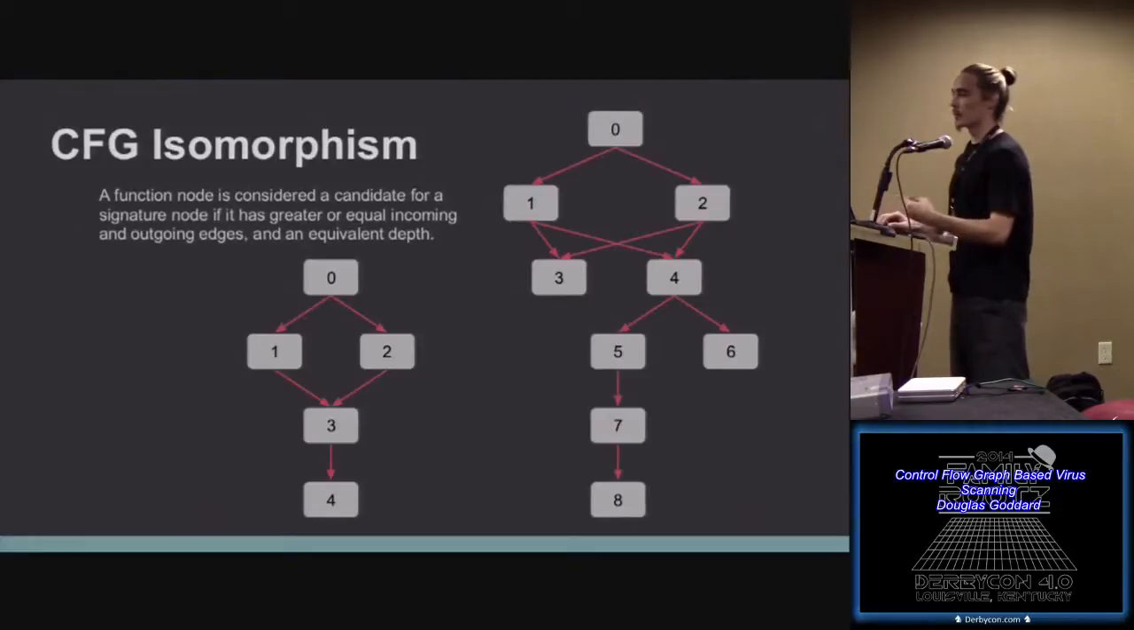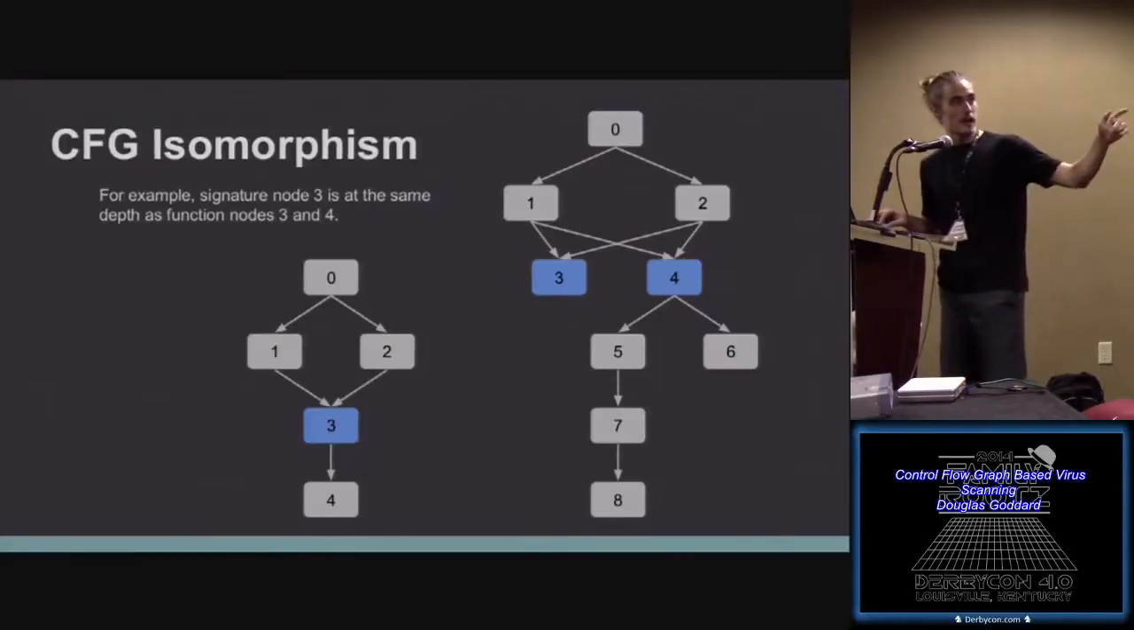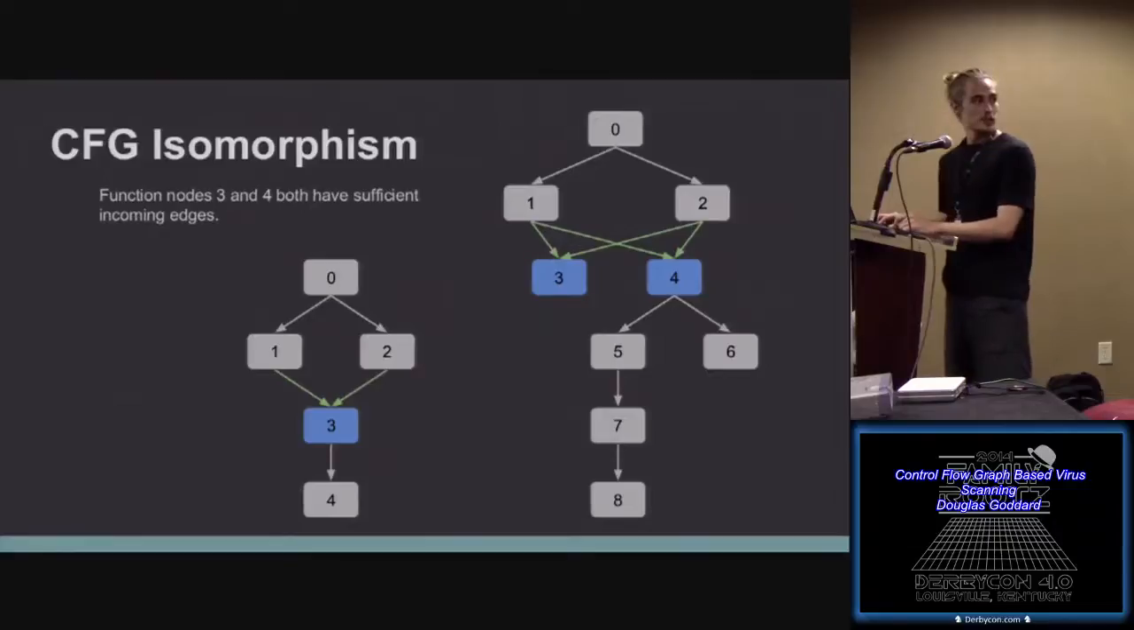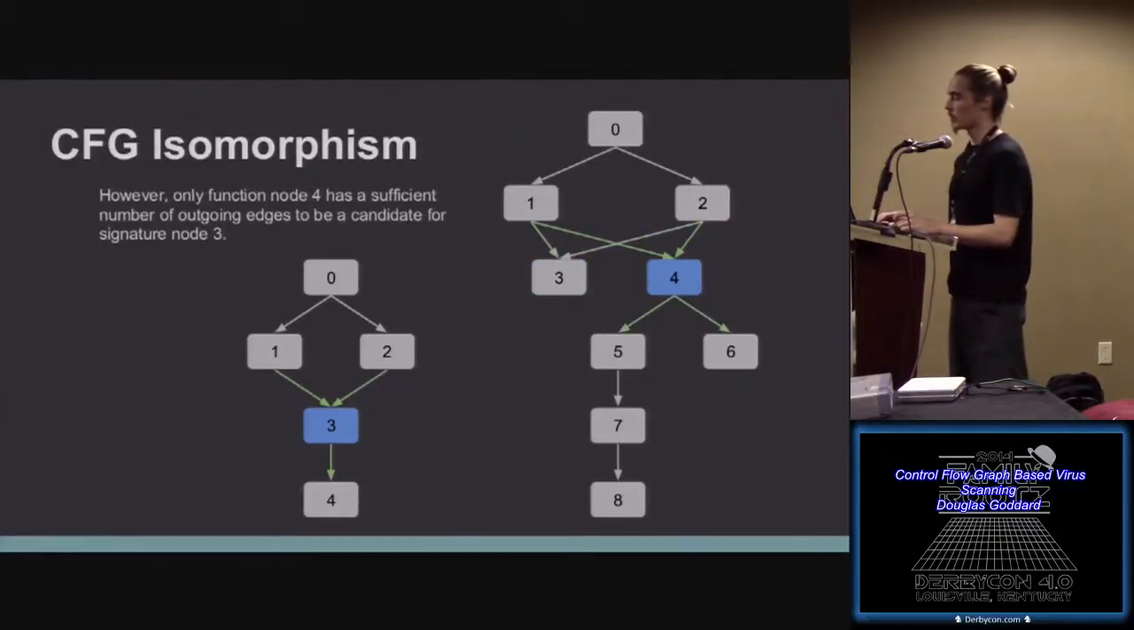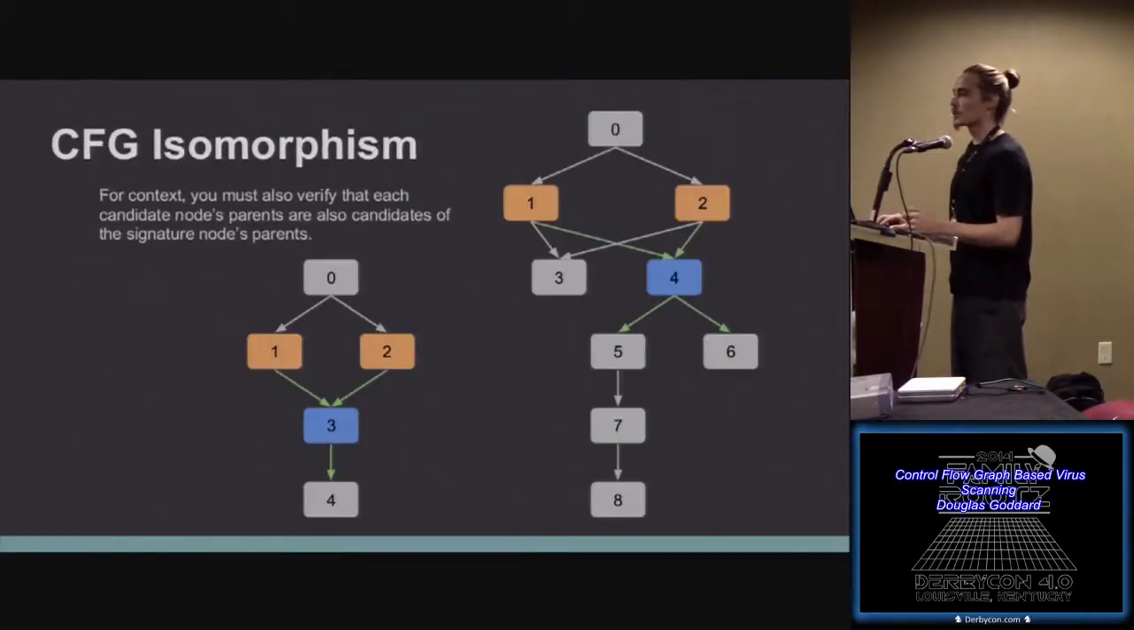A node is considered a candidate for the signature node if it has a sufficient number of incoming and outgoing edges. So if we take these ones, for example, signature node 3 and function nodes 3 and 4, they both have sufficient incoming edges, but only function node 4 has sufficient outgoing edges to possibly match this node. So on the candidacy list, we would mark it as a candidate. You also need to check the parents, and once you find a candidate, if its parents are also a candidate, you can then traverse through the graph and kind of do a graph isomorphism by induction. So as you're going through and traversing down with a breadth first search, you can prove that these match.